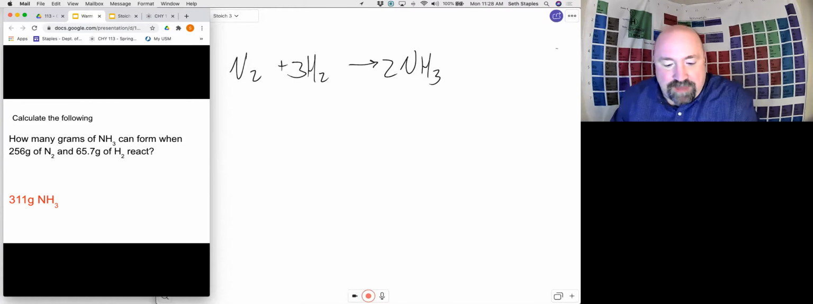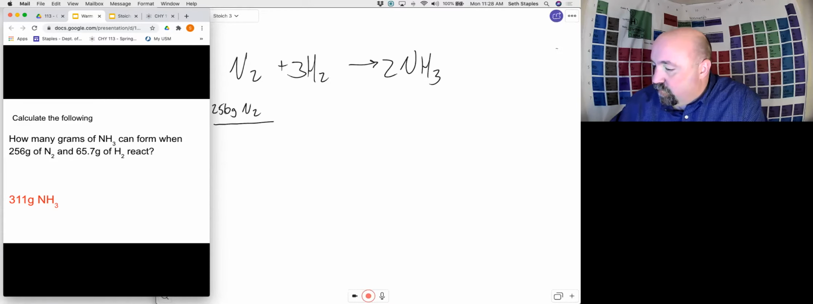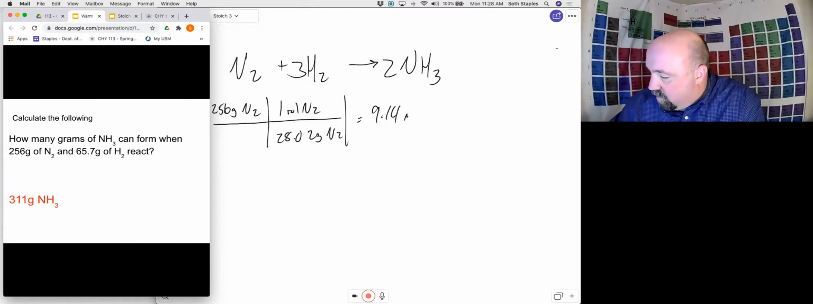For this example, I'm going to use the method of finding out the ratio of what we have versus what we need. And so we're going to start with our 256 grams of N2. We'll convert that over to moles using the molar mass. We see that we have 9.14 moles of N2.